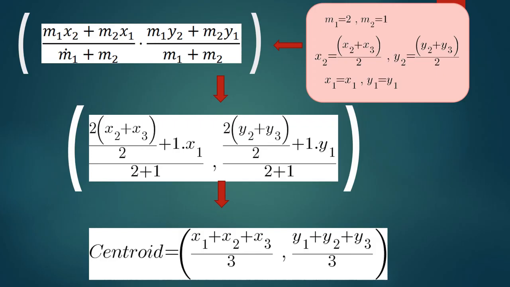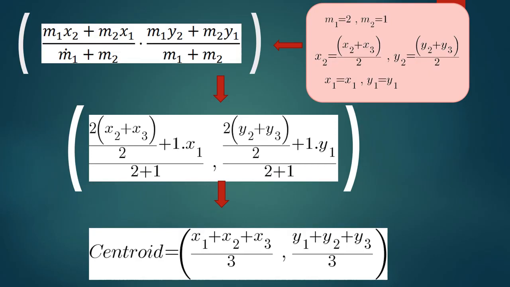Now let us apply the section formula. Here m1, m2 is equal to 2, 1, and x2 is (x2 plus x3) by 2, y2 is (y2 plus y3) by 2, and x1 is x1 and y1 is y1. Substituting all these values in the section formula, we get the x coordinate as (2 into (x2 plus x3) by 2 plus 1 into x1) by (2 plus 1). Similarly, the y coordinate is (2 into (y2 plus y3) by 2 plus 1 into y1) by (2 plus 1).